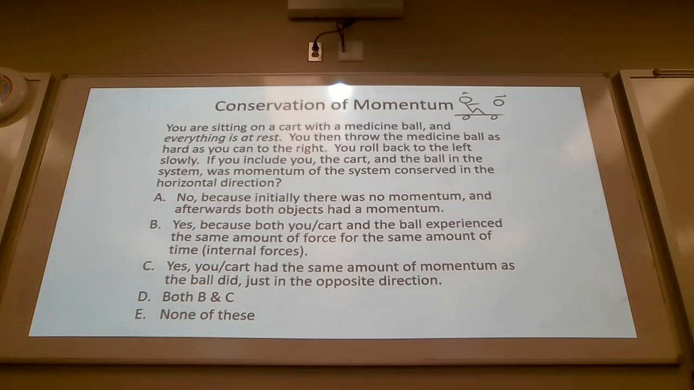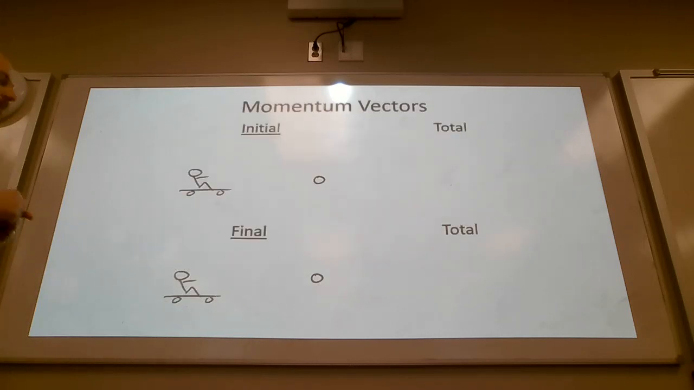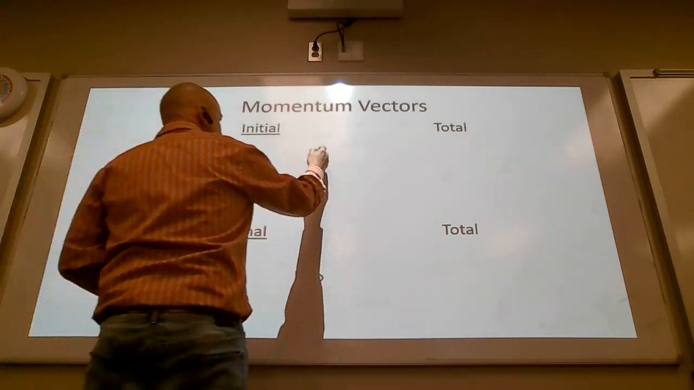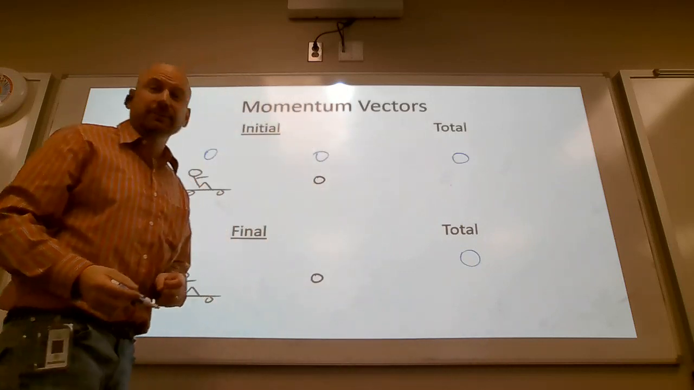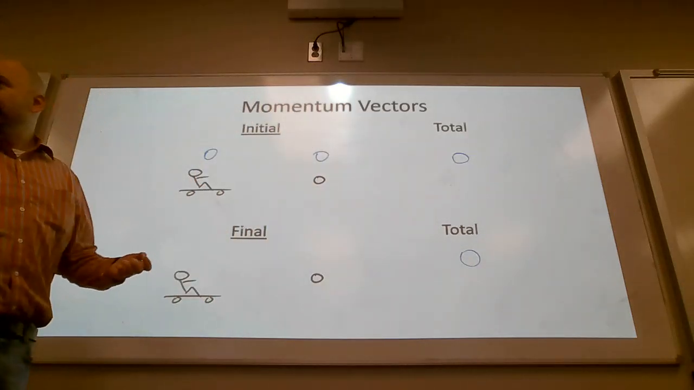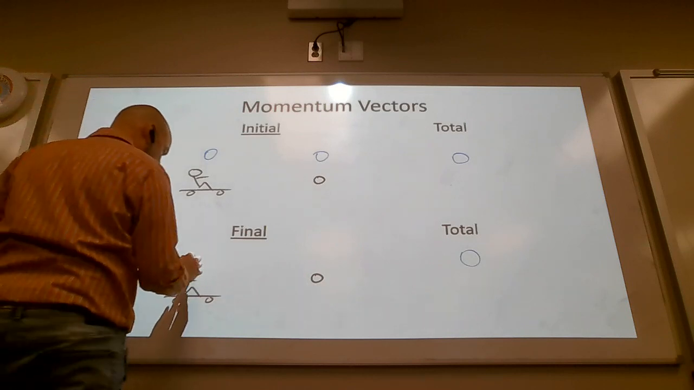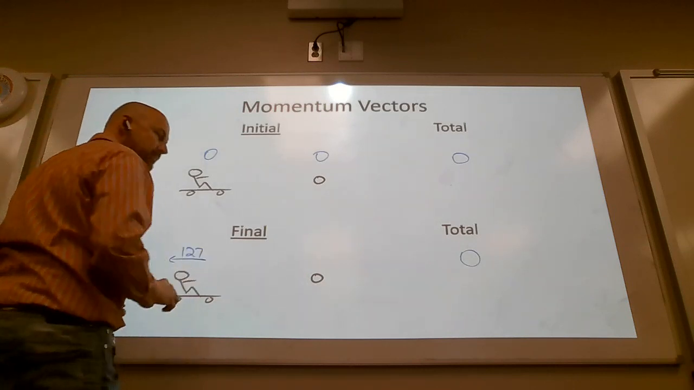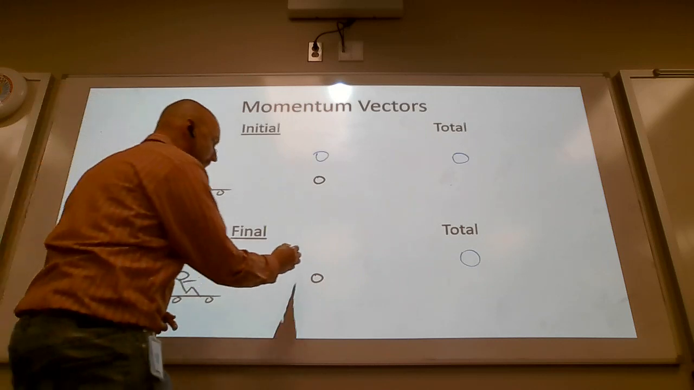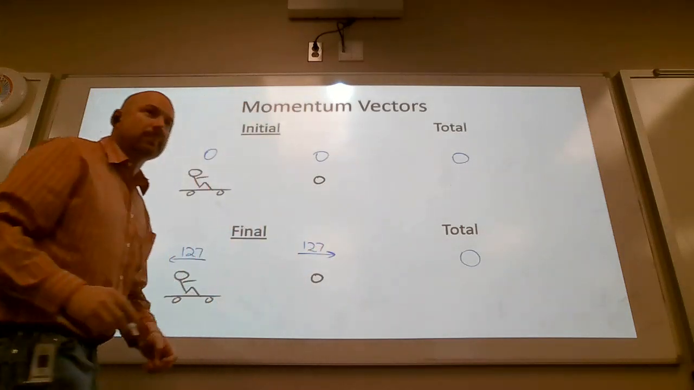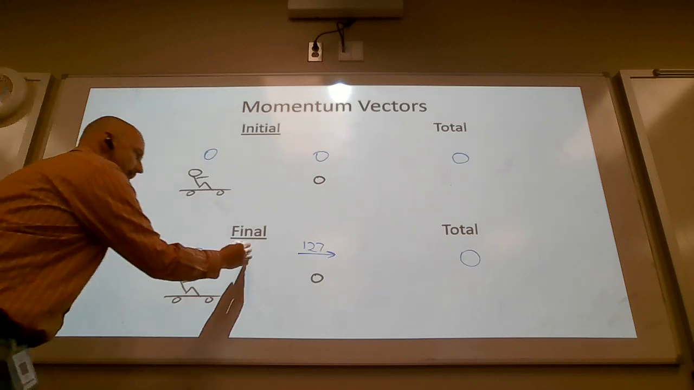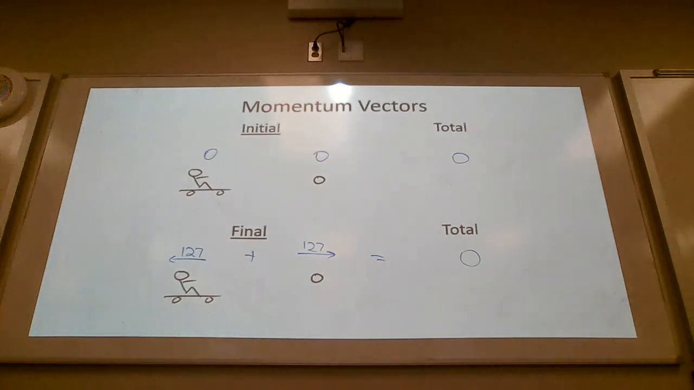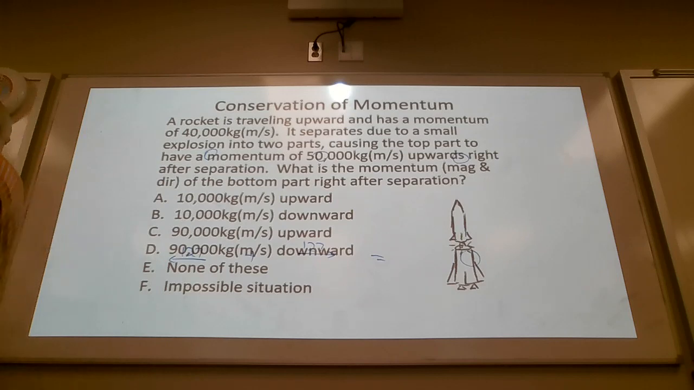Okay. So if I was doing this momentum diagram, this starts with zero, this starts with zero, the total momentum of the system is zero. Total momentum of the system afterwards is still zero. I'm making these numbers up completely out of thin air. 127. Again, I just made that up. This has to have 127. This plus this gives me that. Good there? Next question.